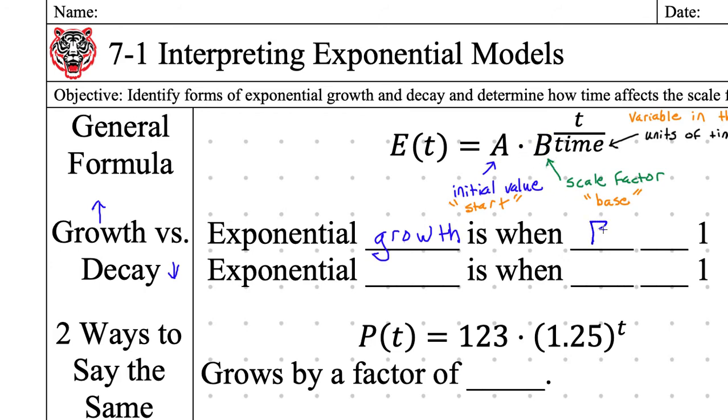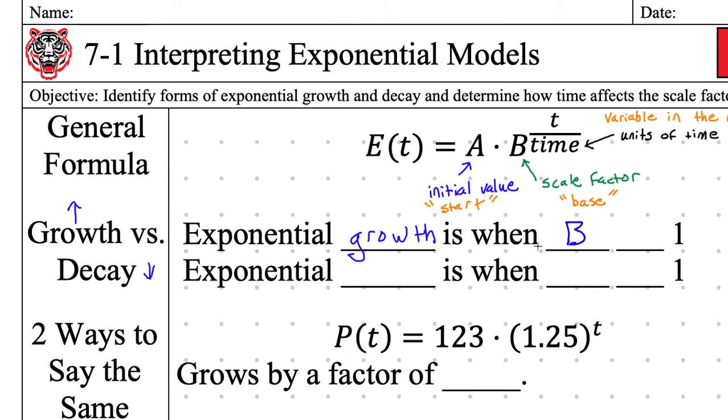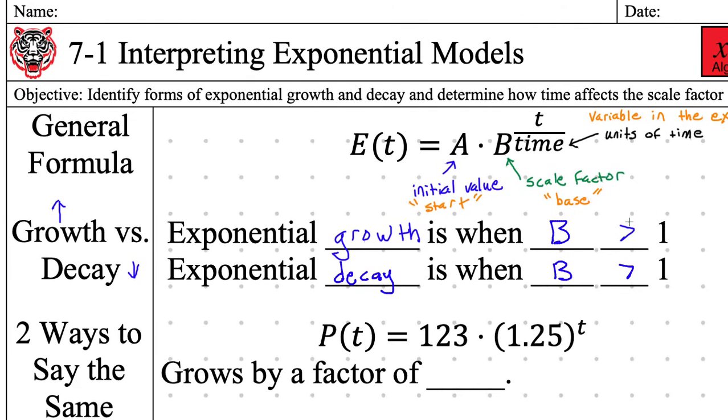So when B is going to be a certain value. So if it's growth, it's going to be bigger than 1. Not bigger or equal to 1, because if it's equal to 1, 1 times 1 times 1 is just 1. So it needs to be strictly greater than 1. And then on the flip side of that, exponential decay is when B is greater than 1. And I know that there are some of you that are thinking, well, wait, what just happened here?